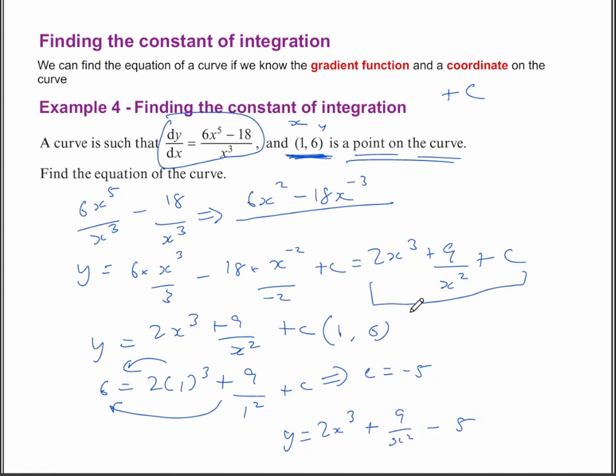So all we needed was the derivative and 1 point on the curve. And from that, we found the entire equation of the curve, including that c value that is always disturbing.